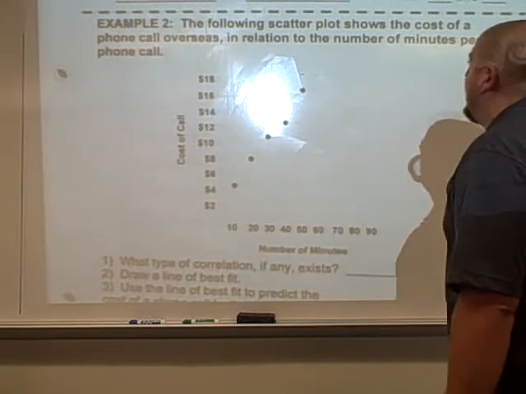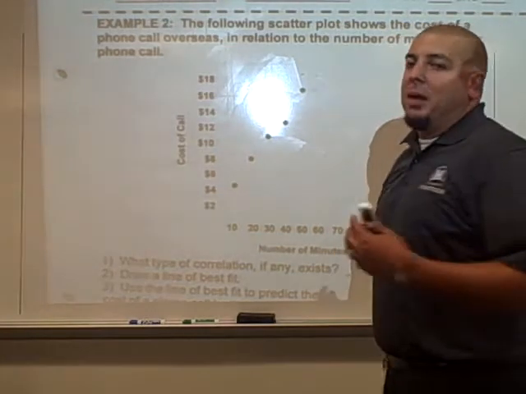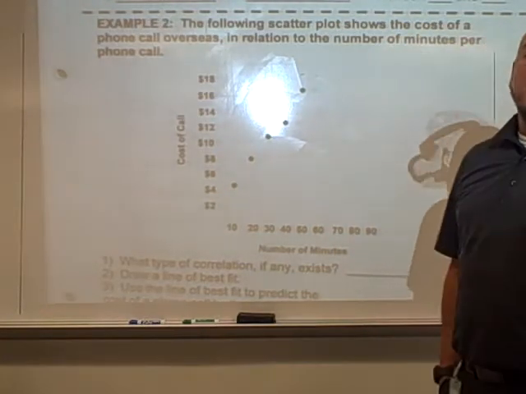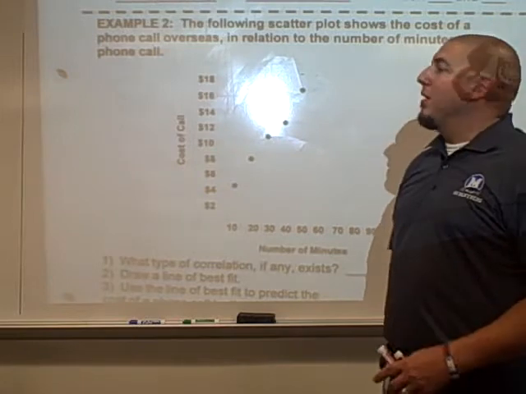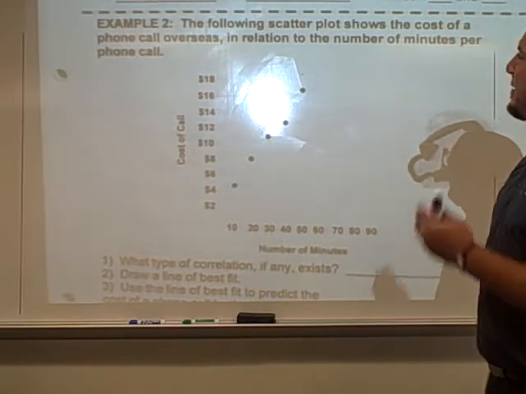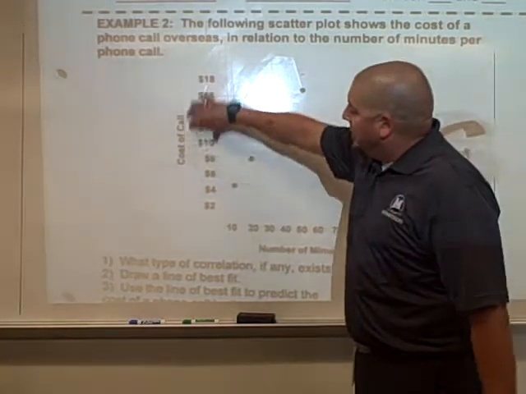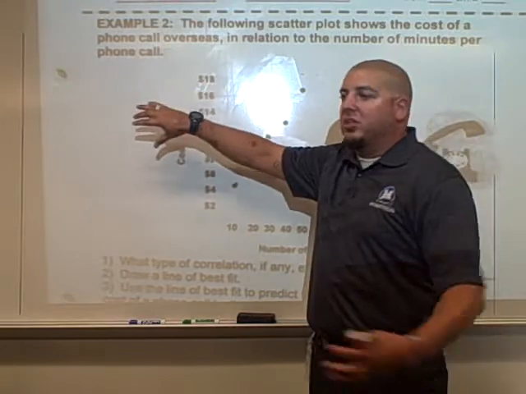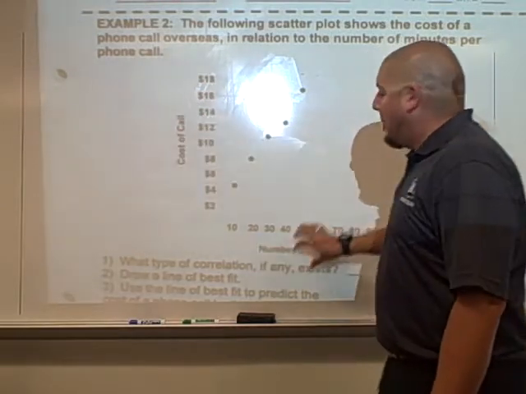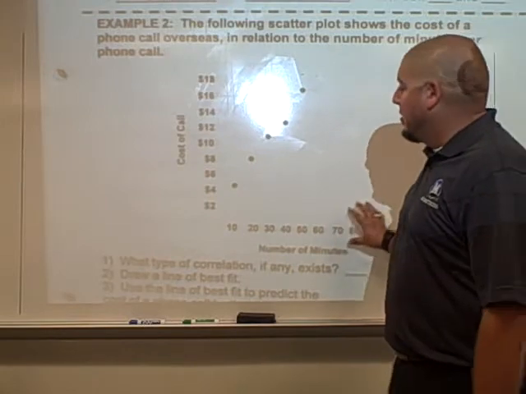Example 2 says the following scatter plot shows the cost of a phone call overseas. When you call somebody overseas, you're going to have to pay by the minute. It's not like your cell phone where you can call and talk to anybody forever. You actually have to pay for those phone calls. It's the cost of a phone call overseas in relation to the number of minutes of the phone call. So the cost is over here because y is dependent, which we're going to talk about later. The cost depends on how many minutes you spend. Your x-axis always represents the independent, and again, we'll talk about that later.